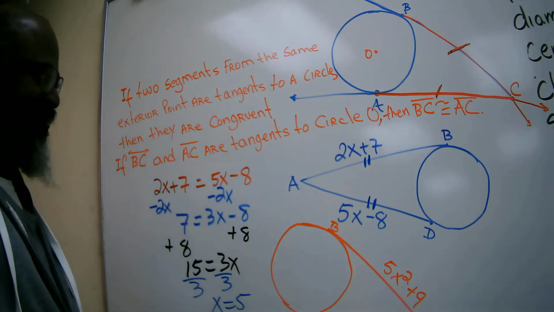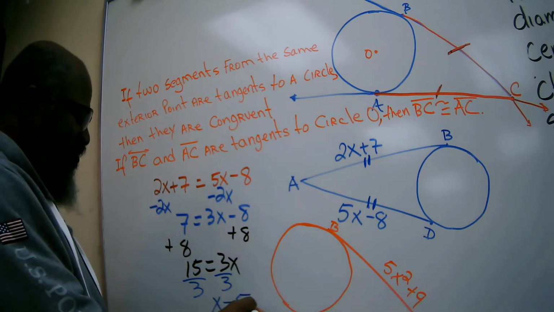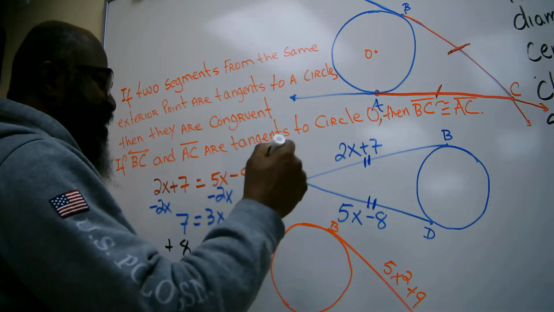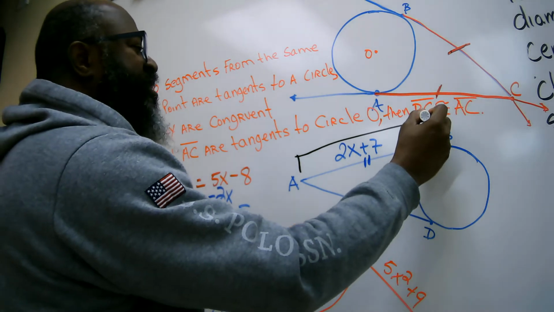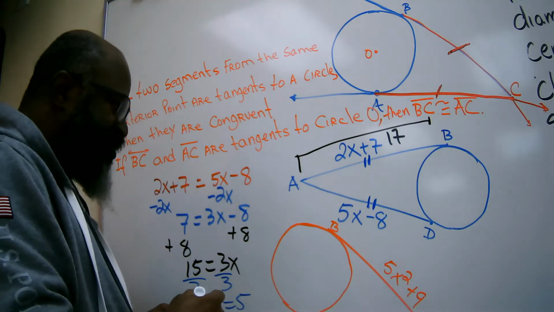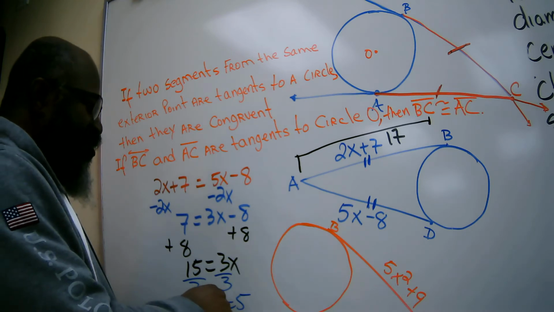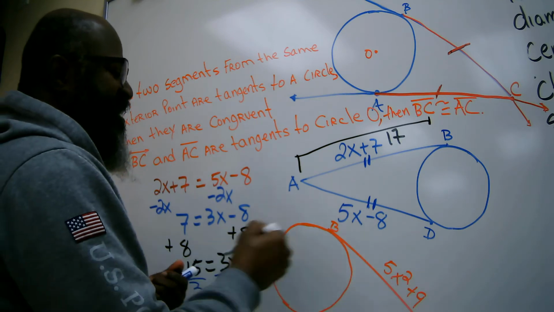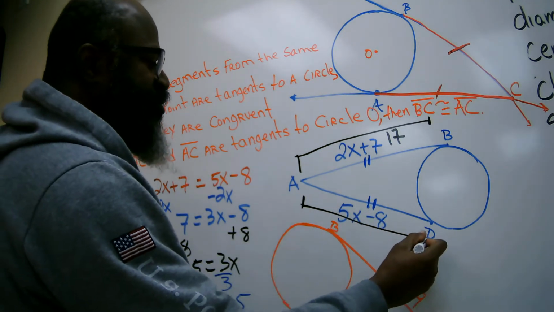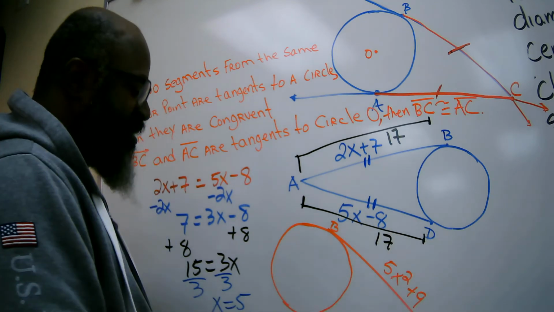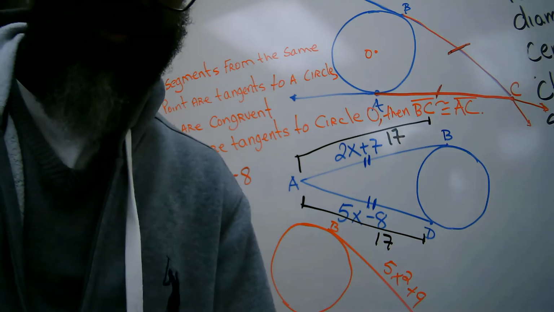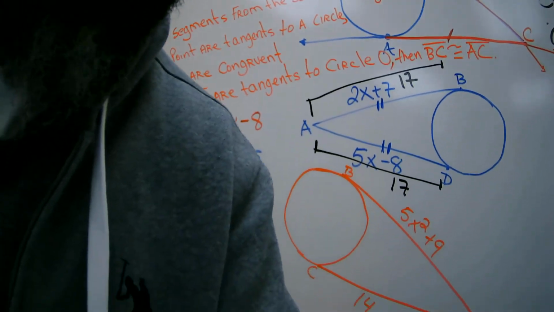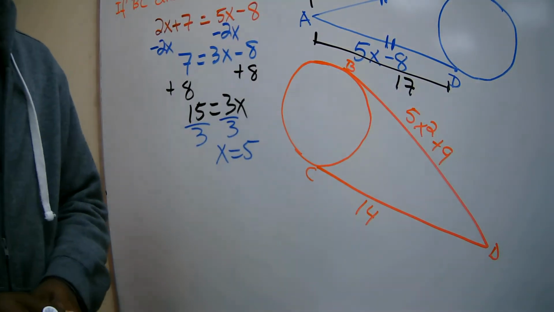So let's justify that. We found x is 5. So we can substitute: 2 times 5 is 10, 10 plus 7 is 17. Therefore, the length from A to B will be 17 units. If that's true, it has to be the same as the other tangent. So you take 5 times 5 is 25, 25 take away 8 is 17. As you can see, those two tangents have the same distance. That's what the theorem is trying to convey to you. If two tangents share the same external point, they will be congruent.